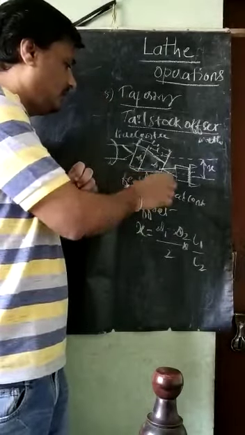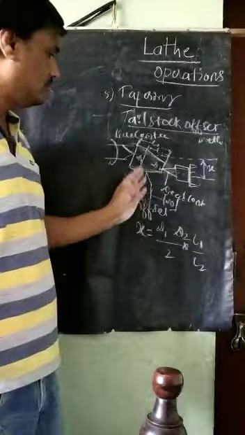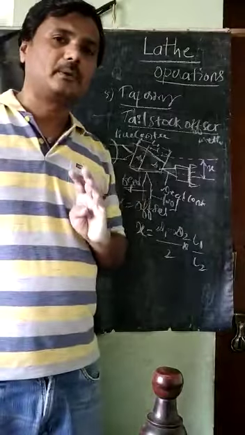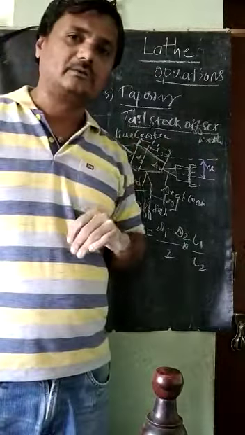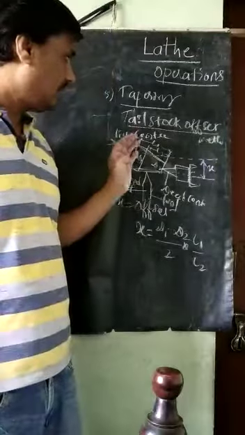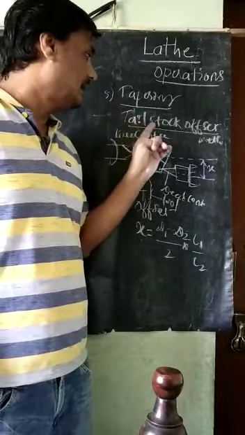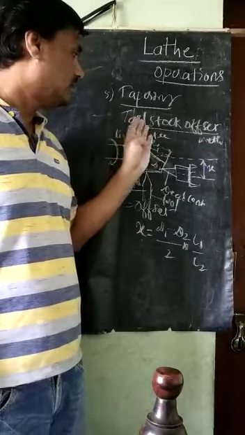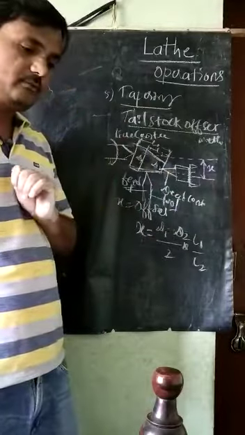In this direction, feed will be given here. This is a tool here. This is a tool, the axis is there. It is perpendicular to the axis of this dead center or a live center here in this case. This method is called tapering by the tailstock offset method. Offset is x. X can be found out by this method here.